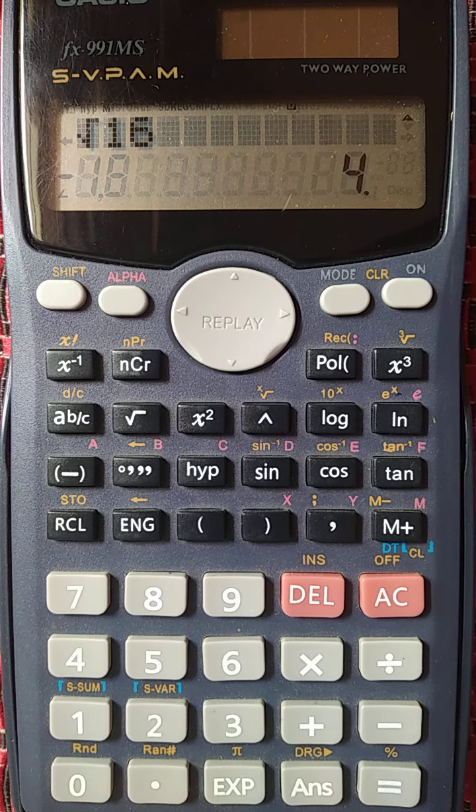If you are stuck with any problem related to roots, you can use the scientific calculator in a more precise way.